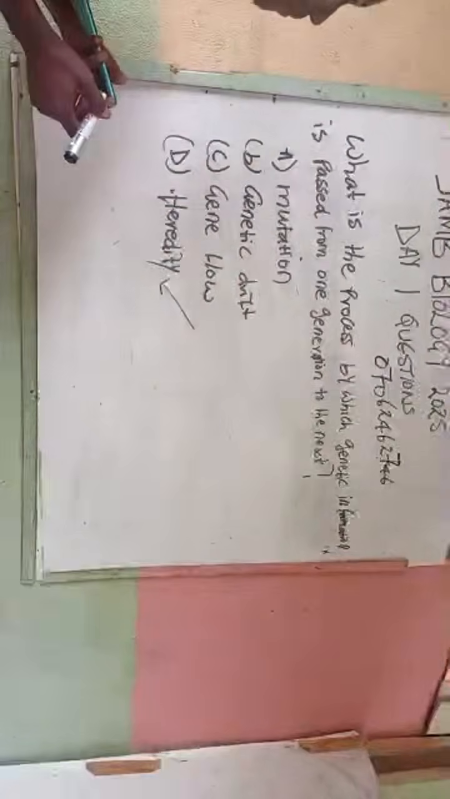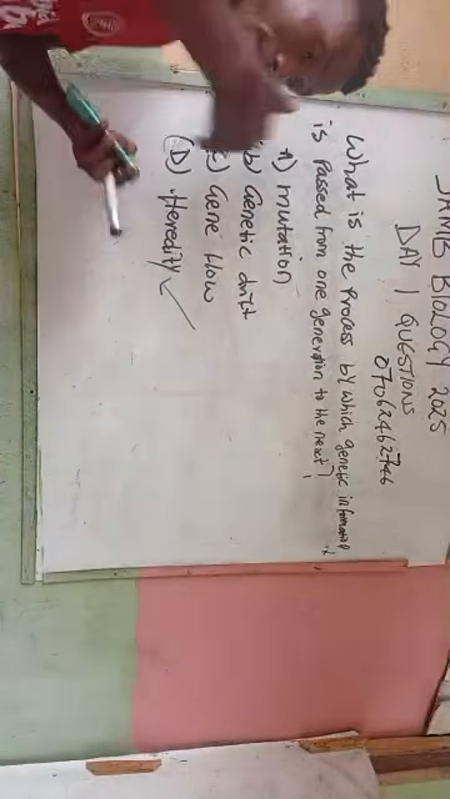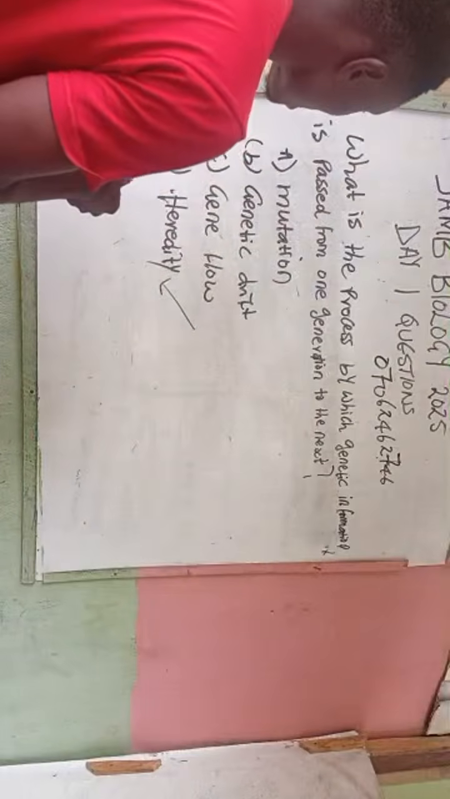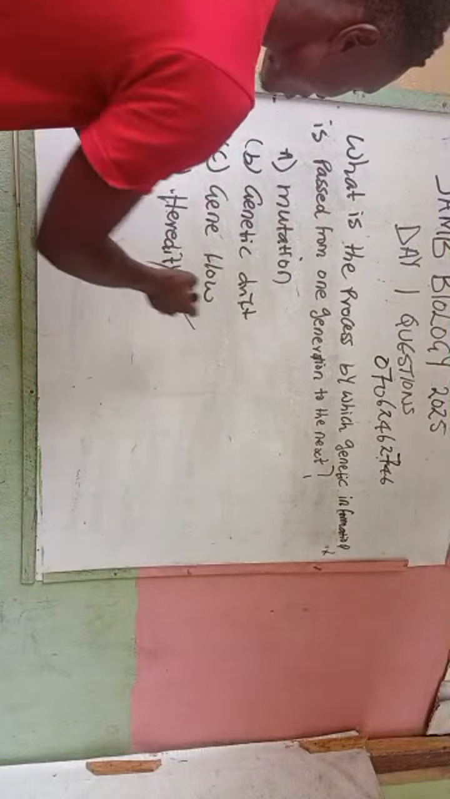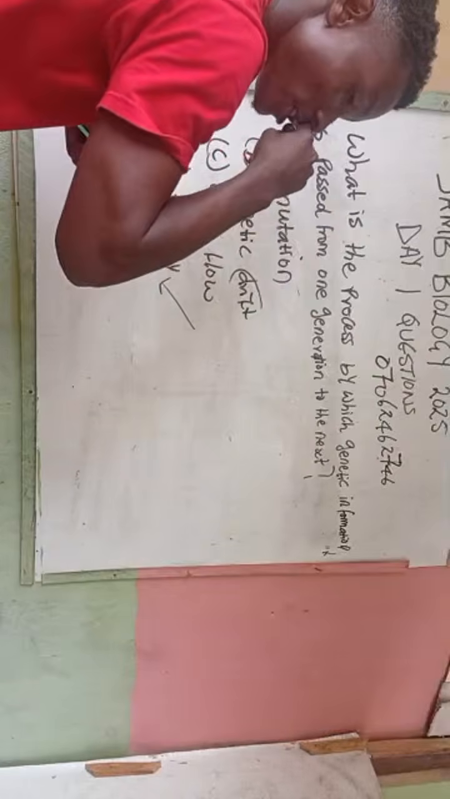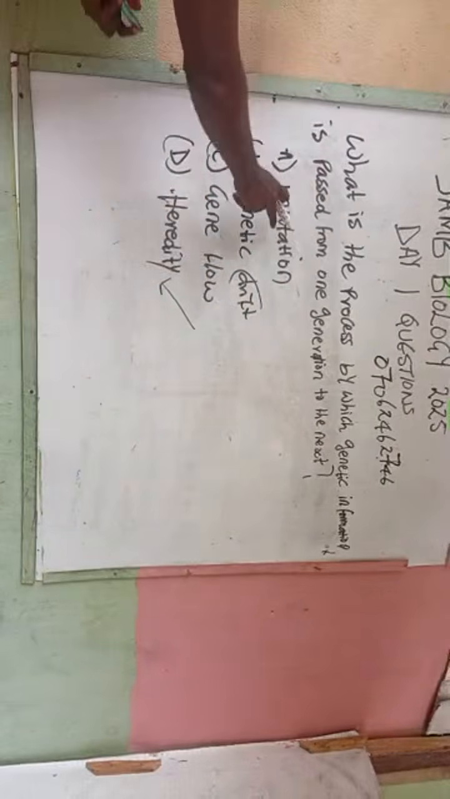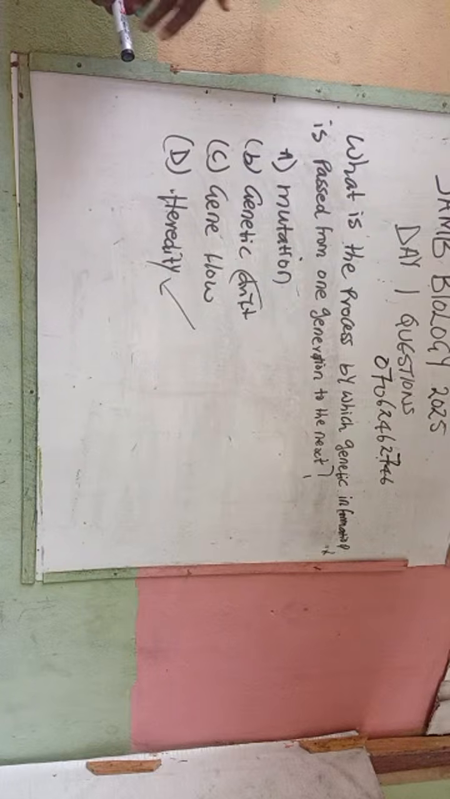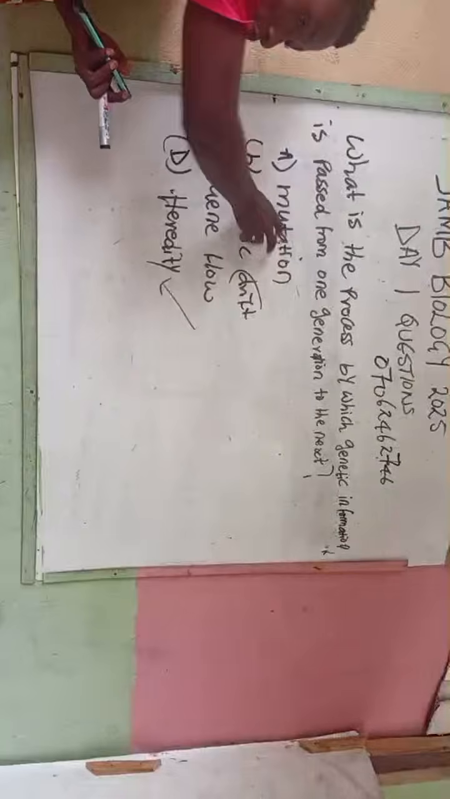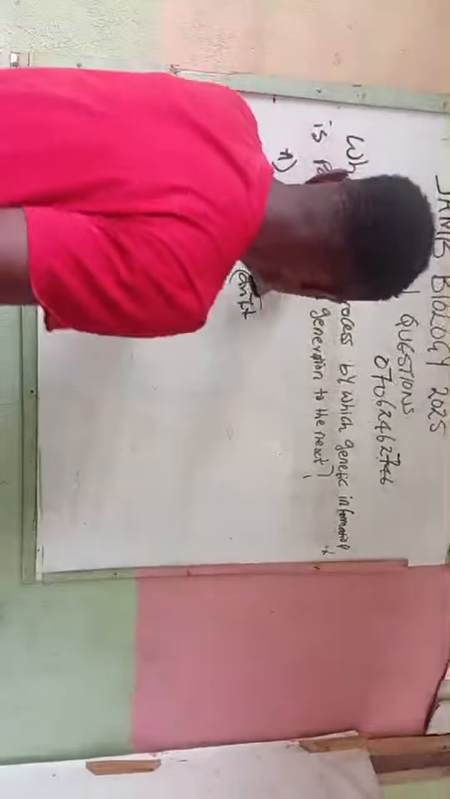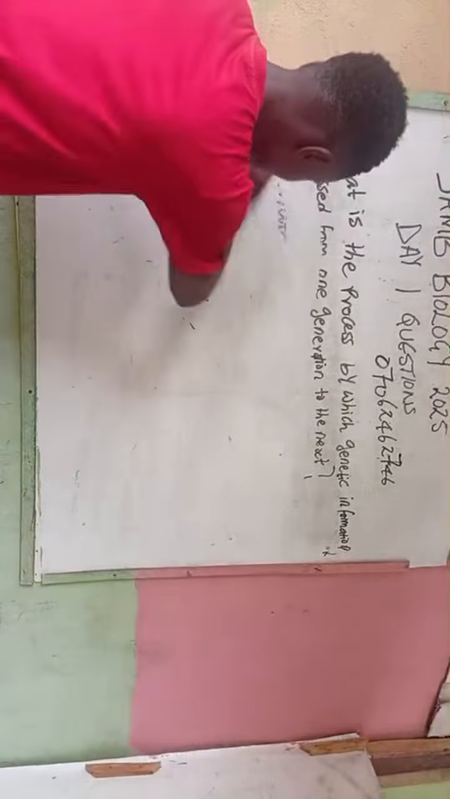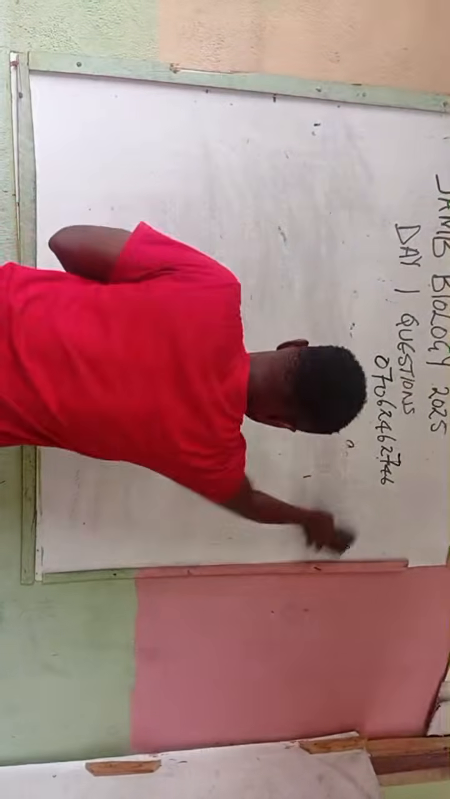Hereditary is the process of the passage of genetic information. Genetic drift is based on the transfer of genes. It's related to mutation, where you alter the genetic information. But what we are looking at is the passage, how we can transfer it. So it is heredity. Let's move on to the next question.